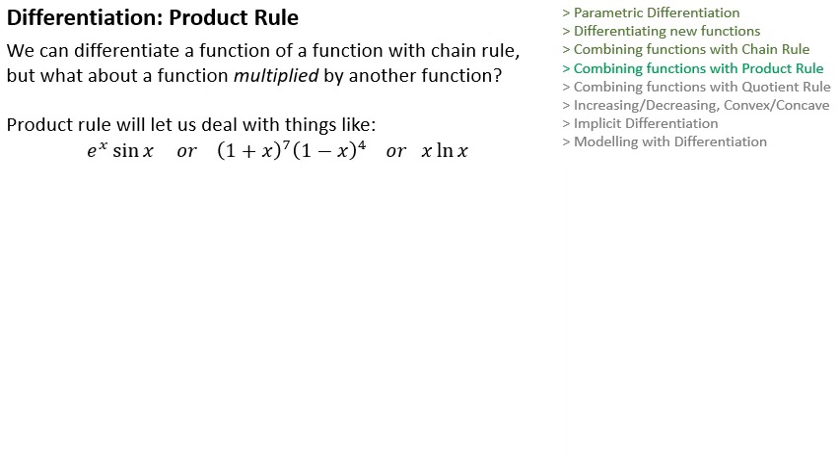The last one in that list, x times ln x, is another where it's fairly obvious what we're doing. We have two separate functions that are being multiplied together, so we're going to use the product rule because it's the product of two functions.